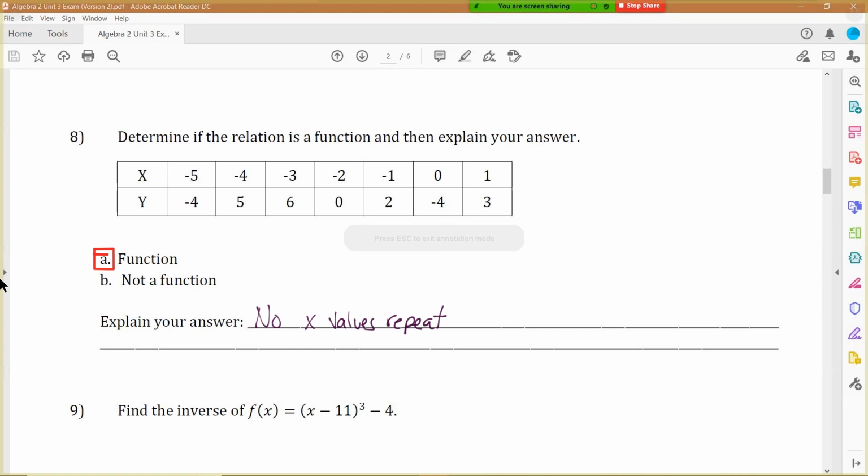Now, if I just put no x values repeat, we still get the full credit for it, right?